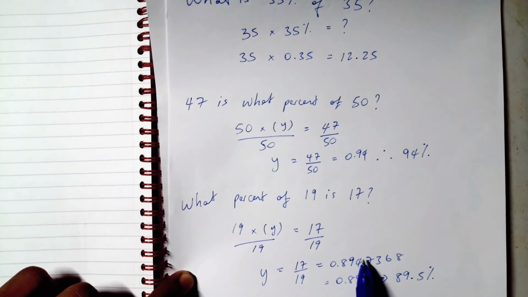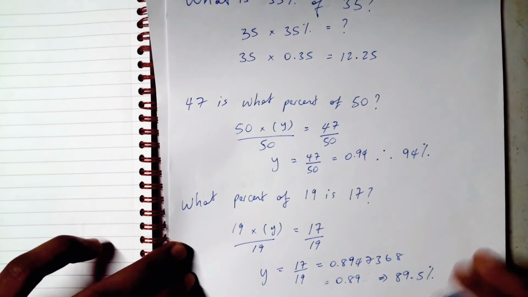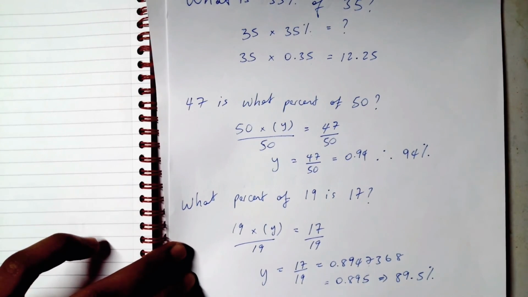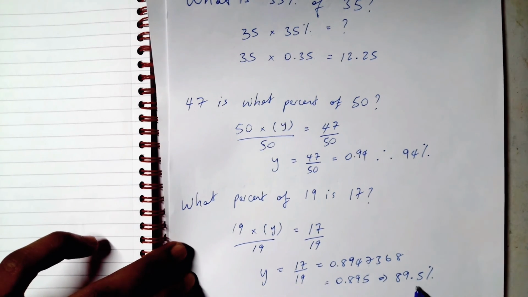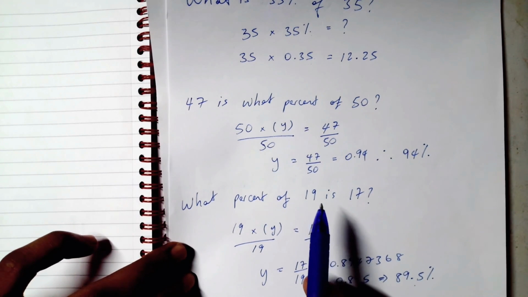So now we rewrite this entire thing as this. Let me just write this a little bit cleaner. We rewrite this elaborate thing as this smaller, cleaner decimal, and then we convert this decimal to a percentage, which is we multiply it by 100 and get 89.5%. So 17 is 89.5% of 19.